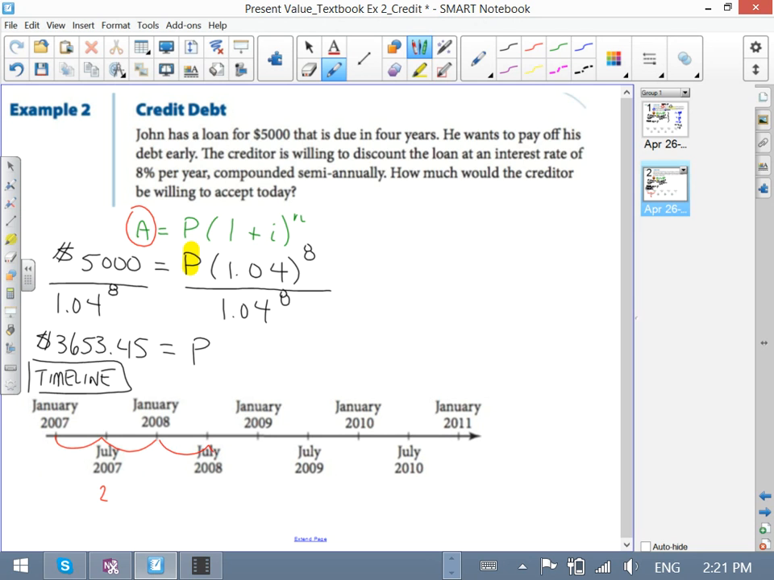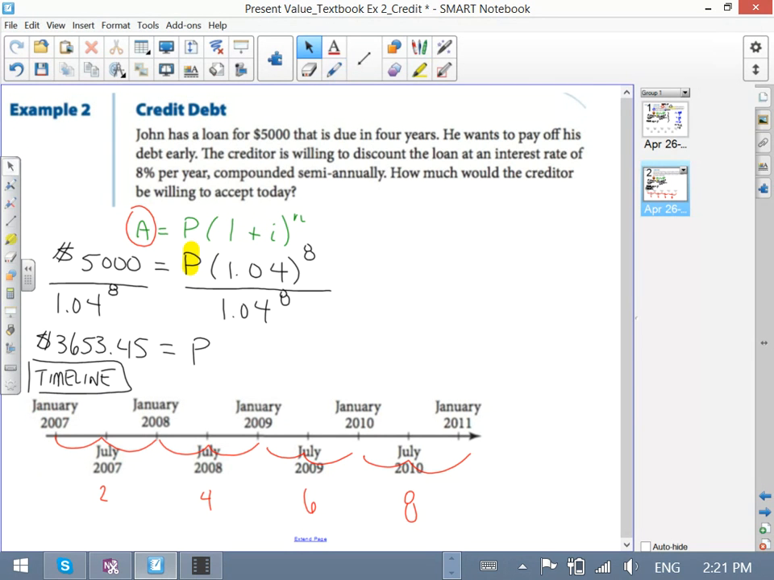And then we have another 2. That brings us up to 4. Okay, so that's another 2. And then 6, and then another 2 brings us up to a total of 8. So every year we're adding on another 2 compounding periods. And that plus 2 relates to this. Okay, so that's the compounding frequency all the way along.